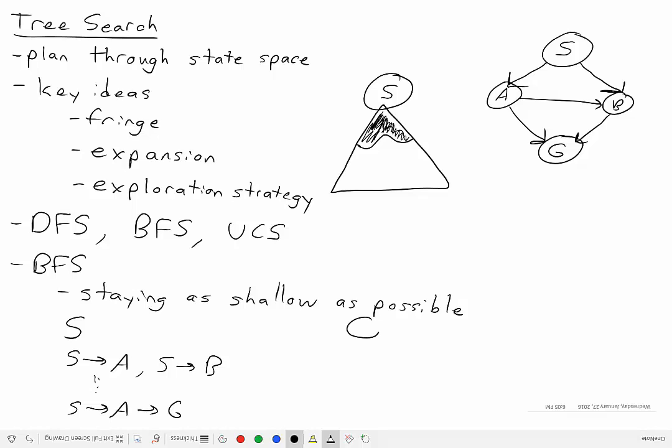And if you draw the little diagram we have above, it'll look something like this. You'll be exploring, and your fringe will be roughly horizontal, which means everything has the same depth. And we'll have explored everything here. So that's what I mean by shallow.